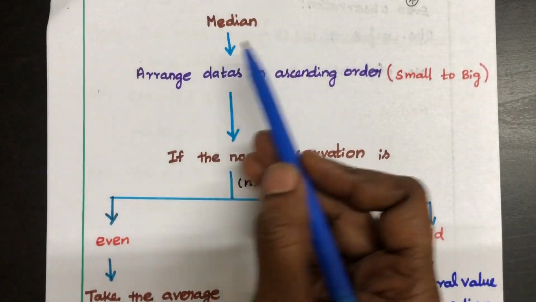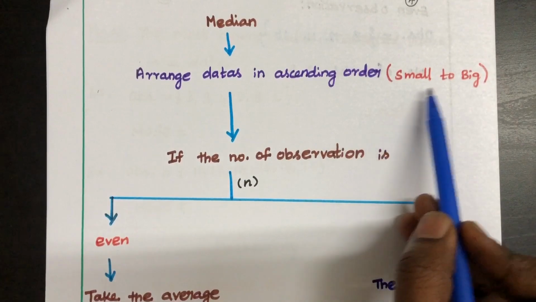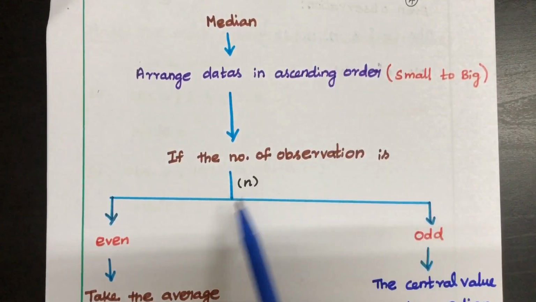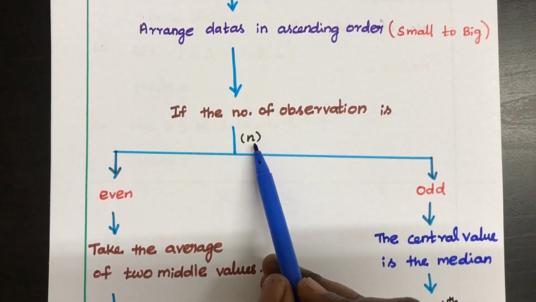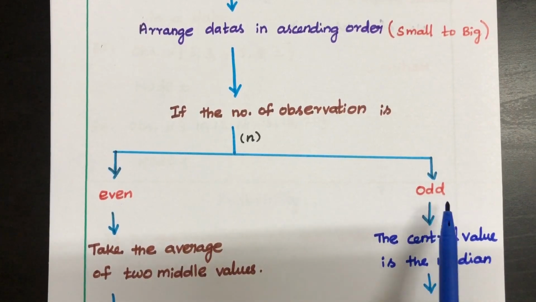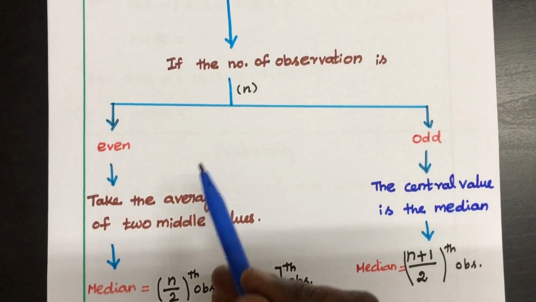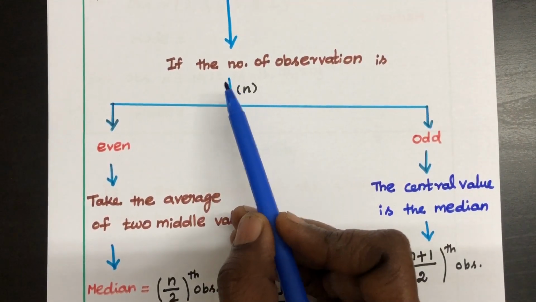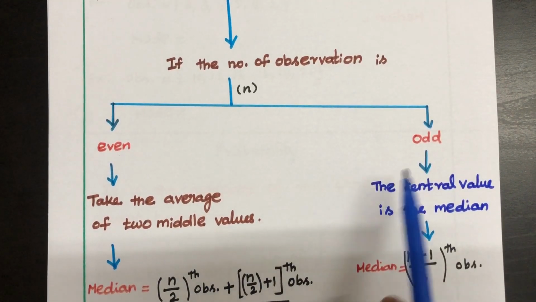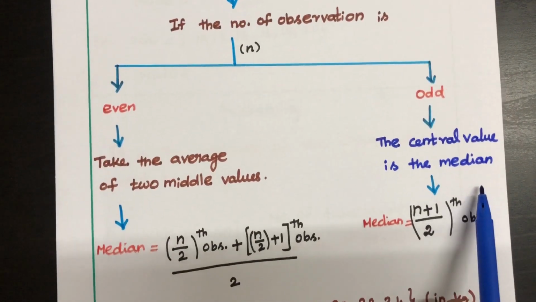Median. What is median? Arrange the data in ascending order, small to big. If the number of observations is n, what to do if it is even, and what to do if it is odd? Median, from the name itself you can tell it is the middle observation. If it is even, take the average of the 2 middle values. If it is odd, the central value is the median.